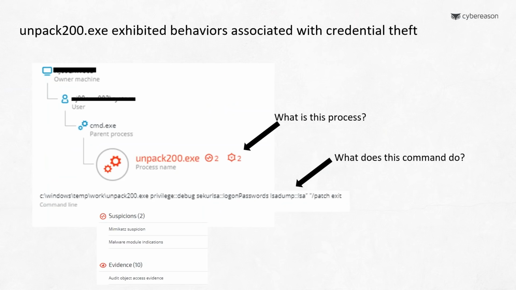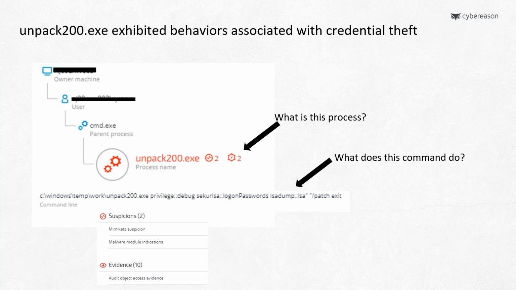Now here, once we dive deeper into the processes, we can see that the process that was involved is called unpack200.exe. And we can also see the command line and the switches that were used that triggered this alert. Now, first of all, we're trying to understand what is unpack200.exe. Is it a known malware? Is it something we can pinpoint easily or not? And then to understand what exactly it tried to do that triggered this alert.